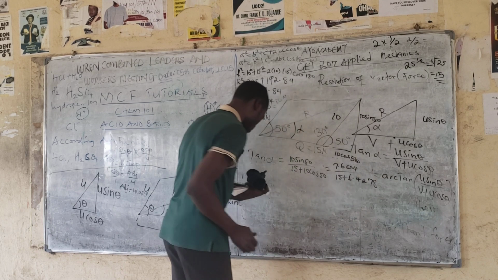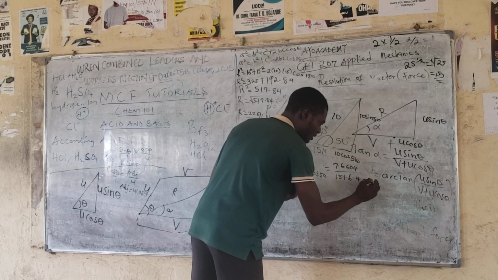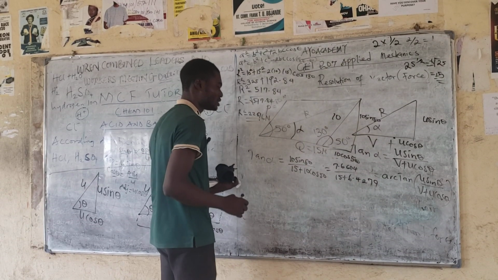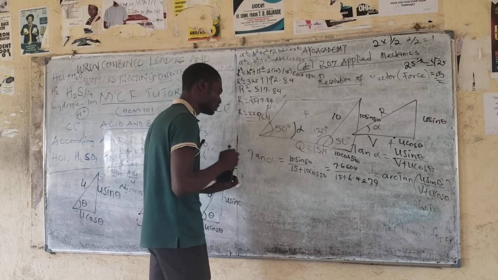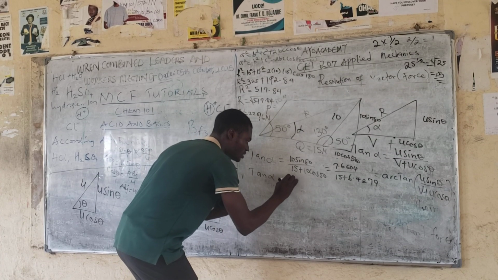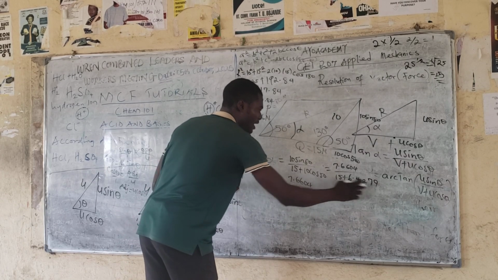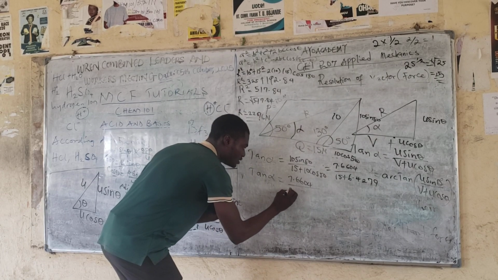7, 8. Even at the back of that 8, there's still another number. So let's add that number to 8 and make it 9. Is that clear? So now we have tan alpha is equal to 7.6604. So when we add this one together, it gives you what?